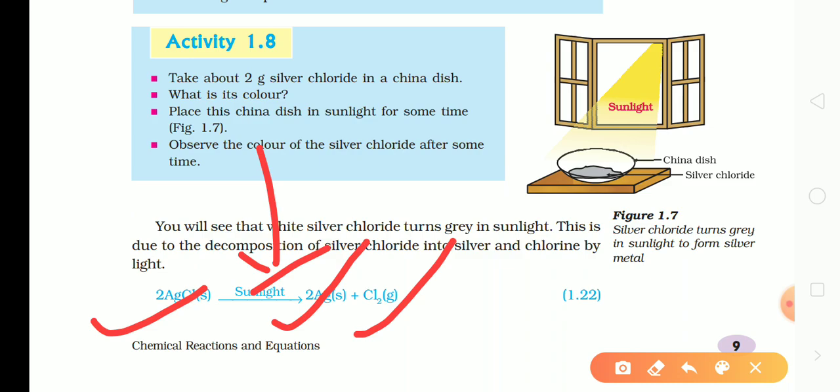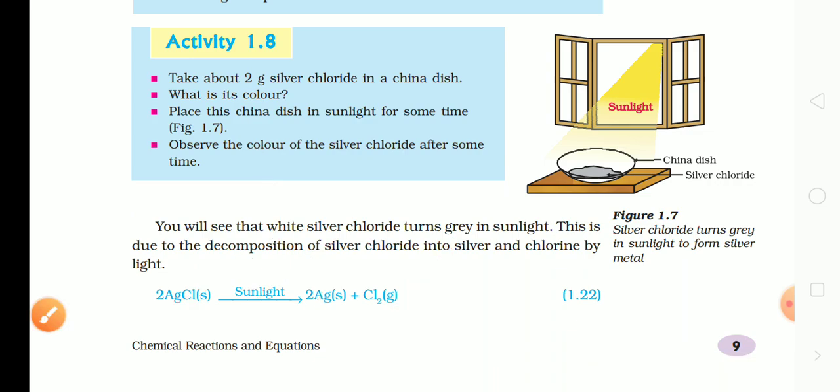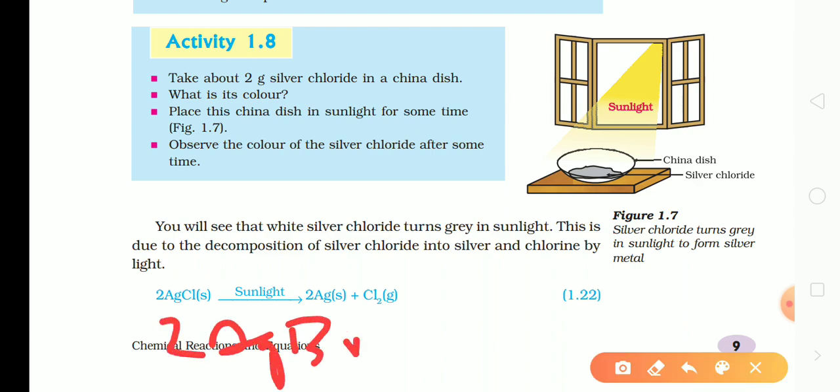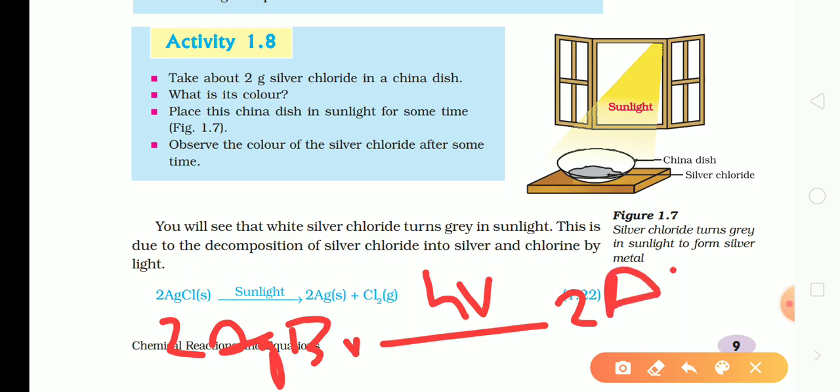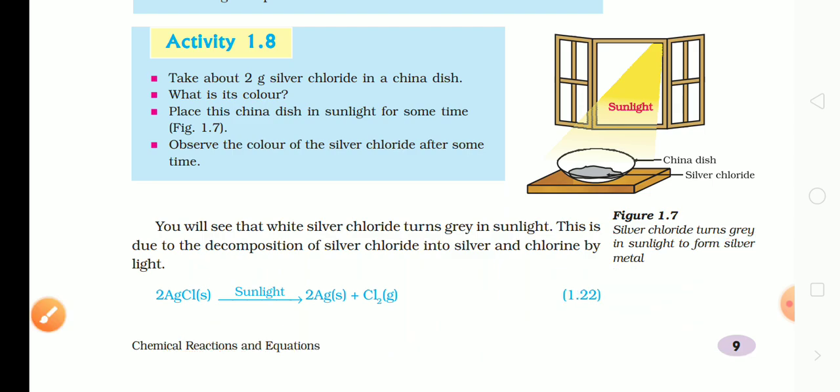The same reaction happens for silver bromide also, AgBr. 2AgBr under sunlight is converted to 2Ag plus Br2. And here the agent which is helping decomposition is light. So it is called photo decomposition.